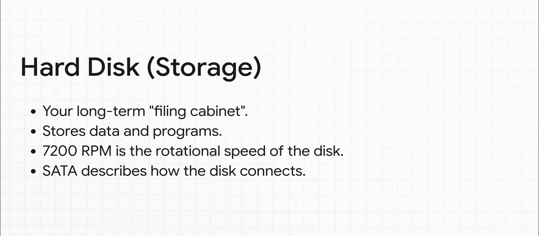The 7,200 RPM tells us how fast the platters inside are spinning. Faster is better for pulling files out of the cabinet quickly. And SATA is just the name of the cable and port it uses to connect to everything else.